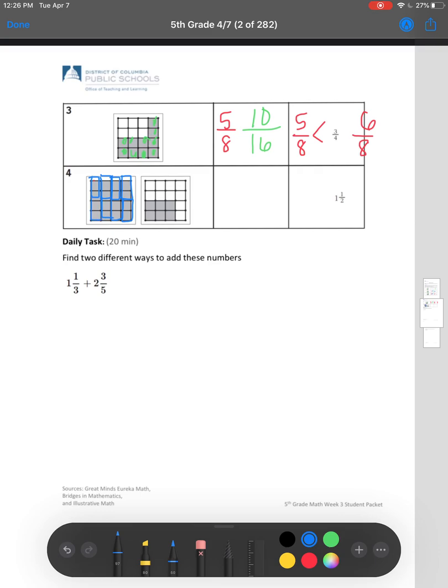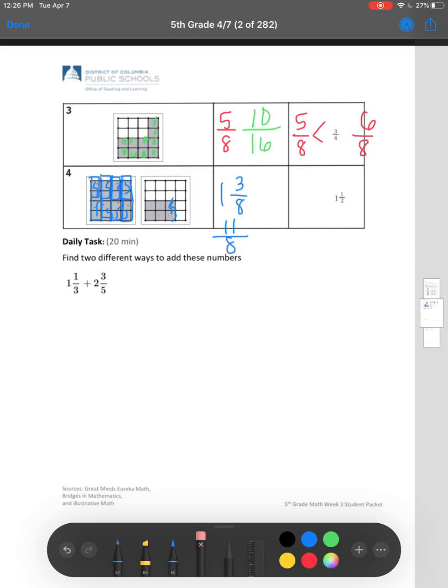Okay. All right. And I have all 8 shaded in here. So that's one whole. Okay. And then I have 1, 2, 3 more eighths shaded in. So 1 and 3/8. I also know that I could think of this as a fraction greater than 1. So that would be 1, 2, 3, 4, 5, 6, 7, 8, 9, 10, 11 eighths, right? 1 and 3/8 or 11/8.